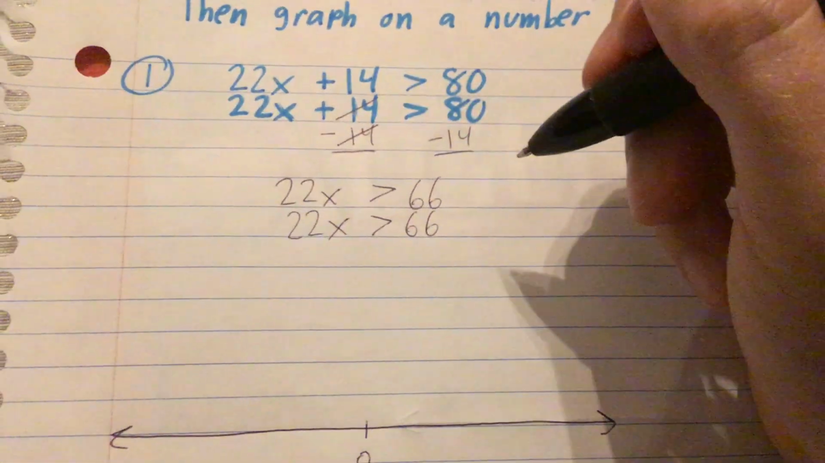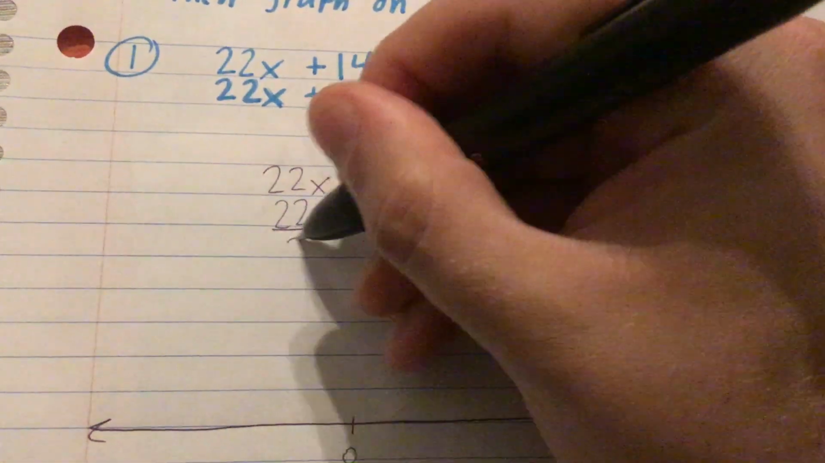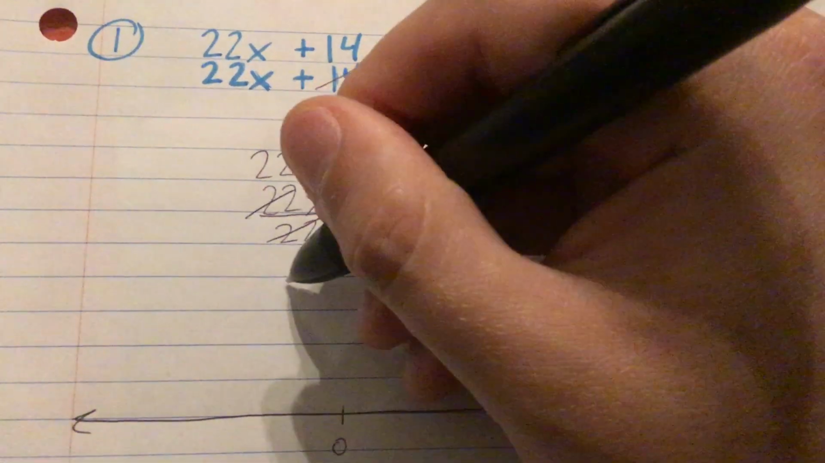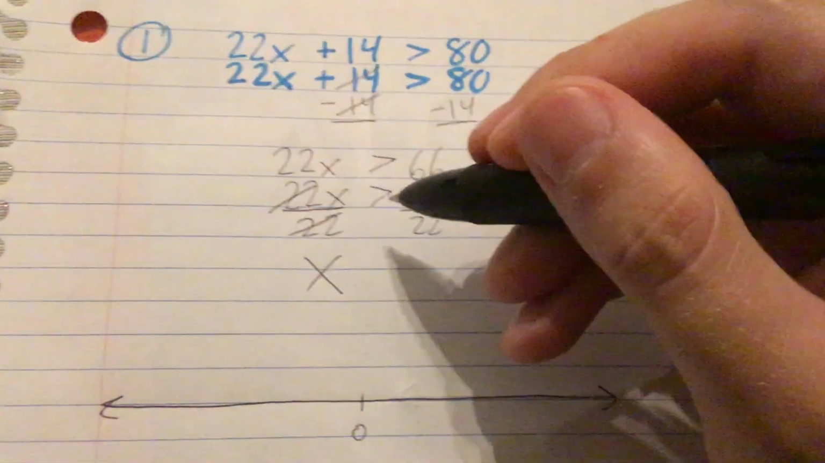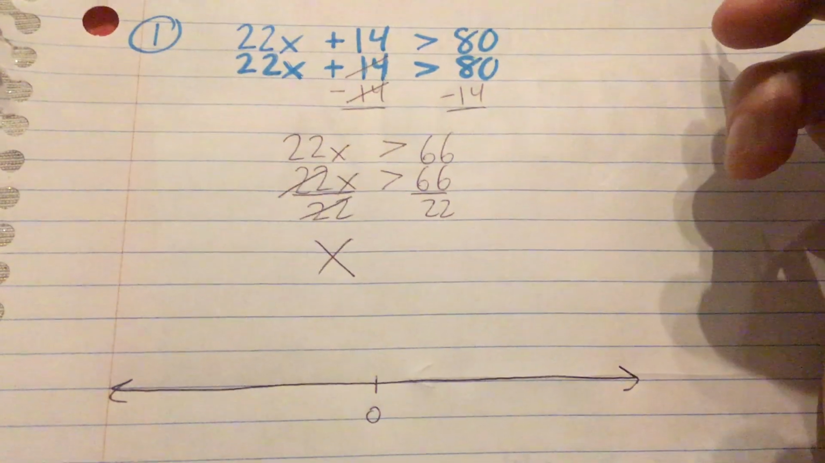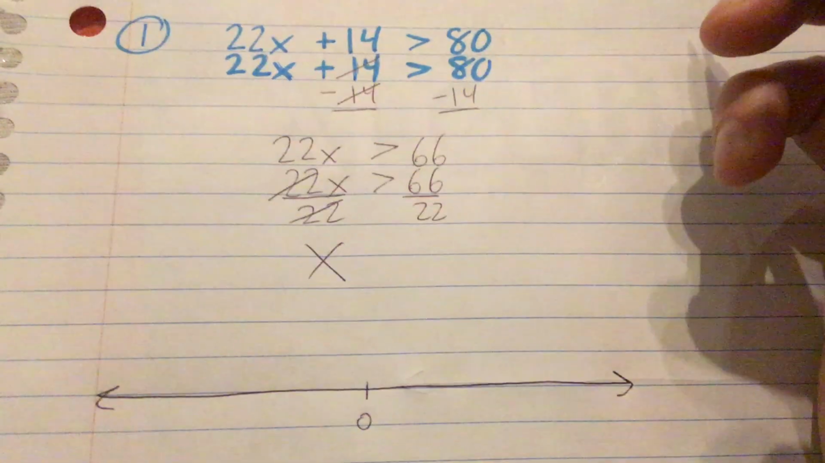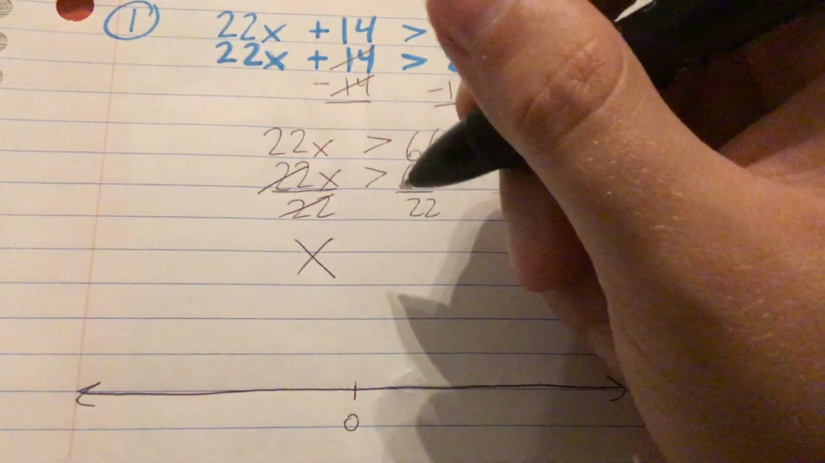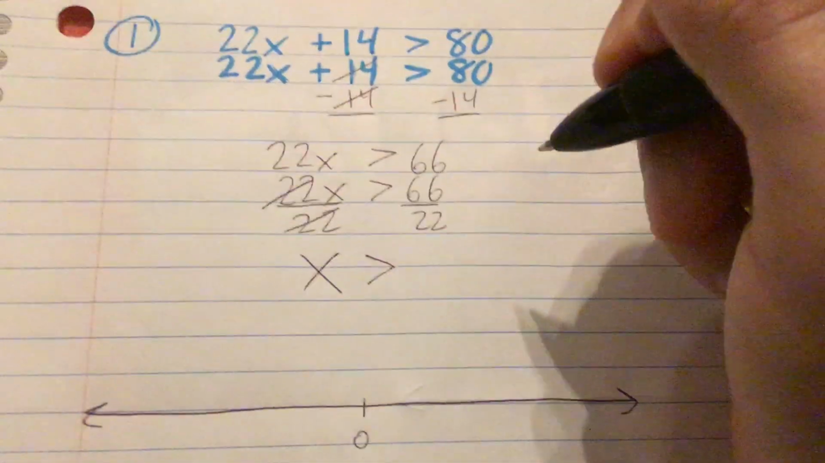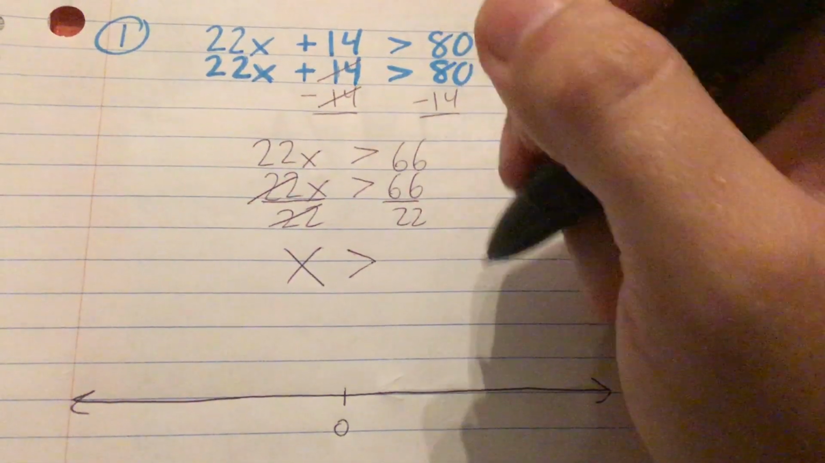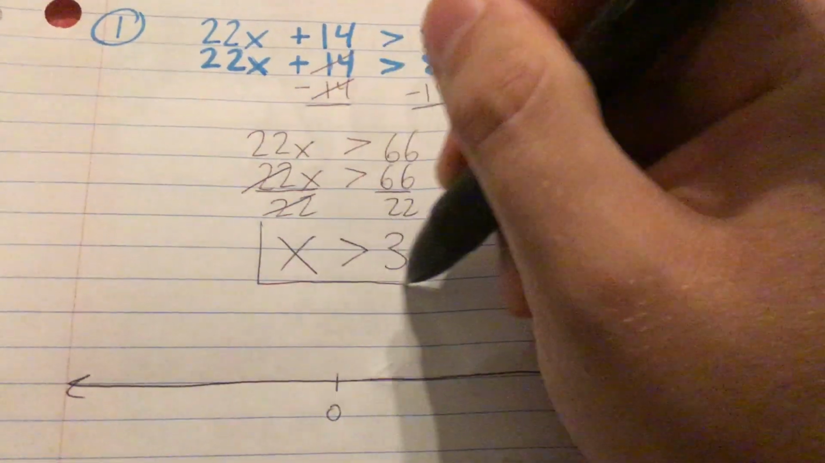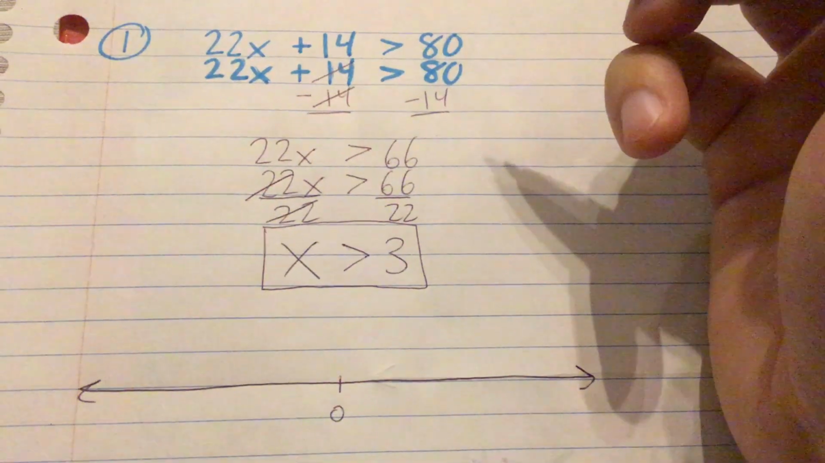And now we need to isolate x by dividing both sides of the inequality by 22. Now, remember, we're solving for x, but we divided both sides by positive 22. Does that have any impact on the inequality symbol? No. Dividing both sides by a positive value has no impact on the inequality symbol, so x is still greater than. Specifically, 66 divided by 22 is positive 3. So legally, x is allowed to be any real number as long as it is greater than 3.